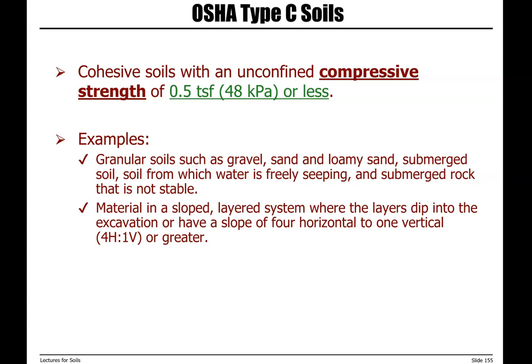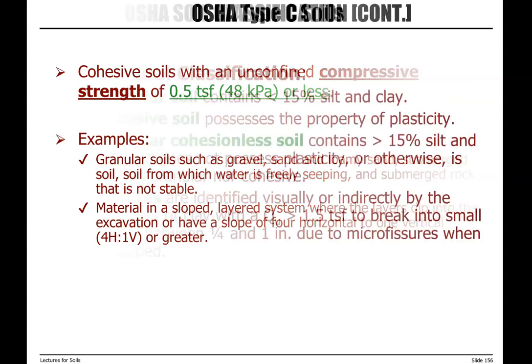And then, again, with a further decrease in the compressive strength or stability, we have soil Type C, which has an unconfined compressive strength of less than 0.5 TSF. Granular soil such as gravel, sand, loamy sand, submerged soil from which water is freely seeping, and submerged rock that is not stable. Material in a sloped layer system where the layers dip into the excavation or have a slope of 4:1 or greater.